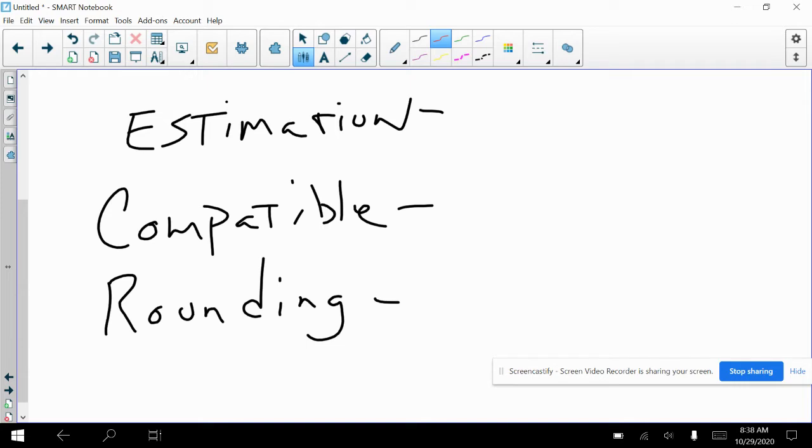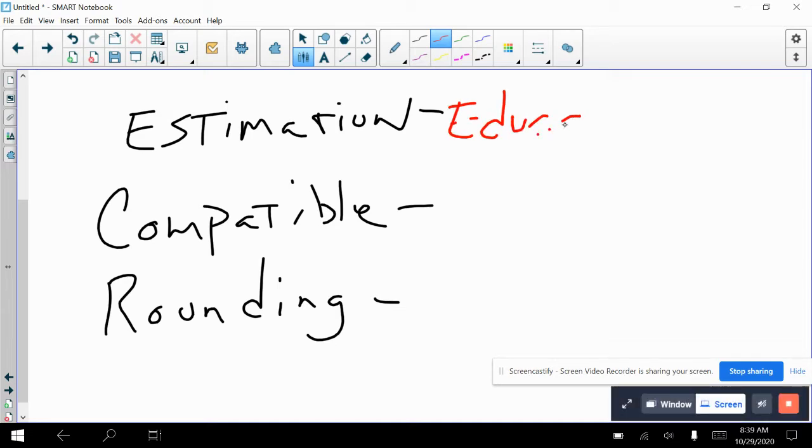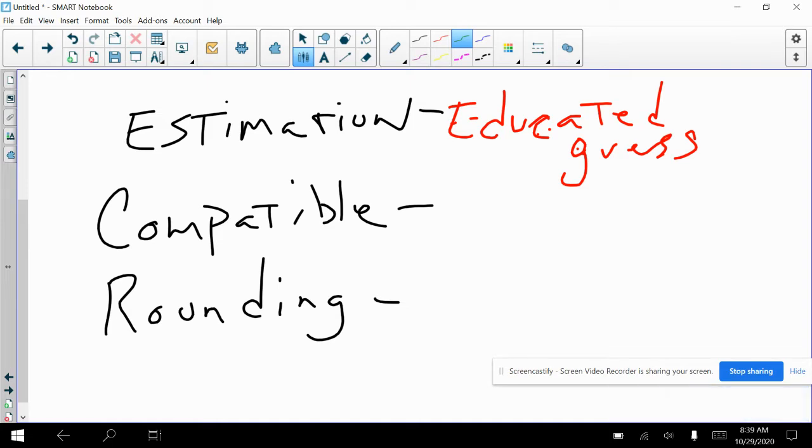Well, estimation? Chase? Okay, you can do it by halves. Remember we said that this is an educated guess. Okay. And all of those are right. I mean, half, whole, maybe the nearest quarter. It all depends on the problem.